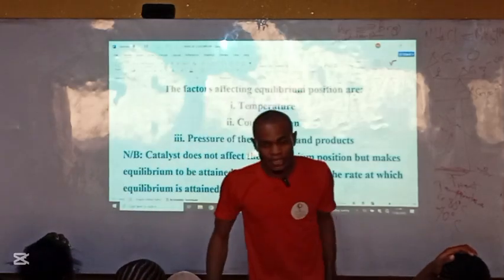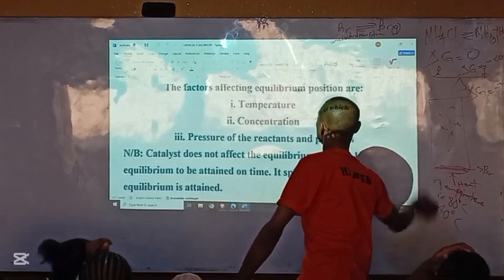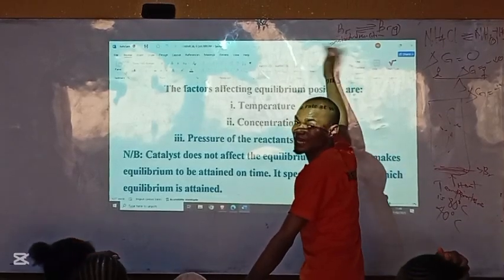That's what a catalyst does. It doesn't affect the equilibrium position. Now, what's the equilibrium position here? If I reduce the temperature, the equilibrium will shift to the right or left? It is at the left.